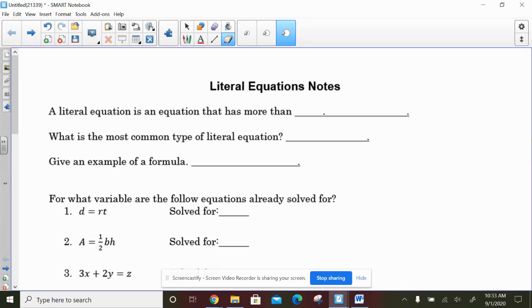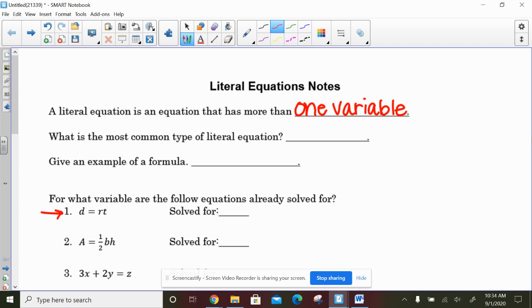All right, so now we're going to talk about literal equations. A literal equation is an equation that has more than one variable. And more than one variable just means I have more than one letter in one equation. So if you look at this example, D equals R times T, that is more than one letter in one equation.